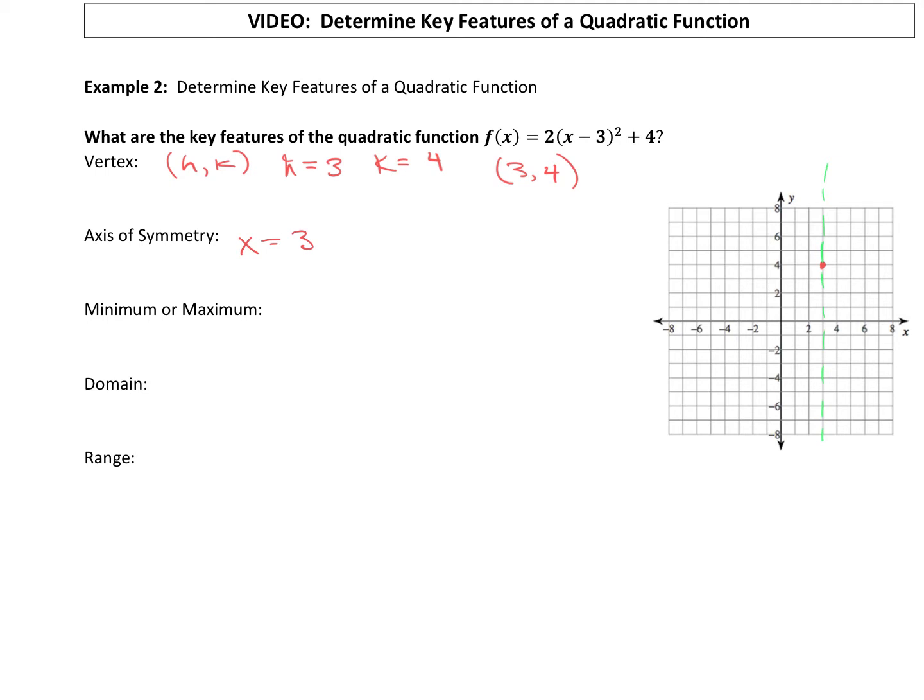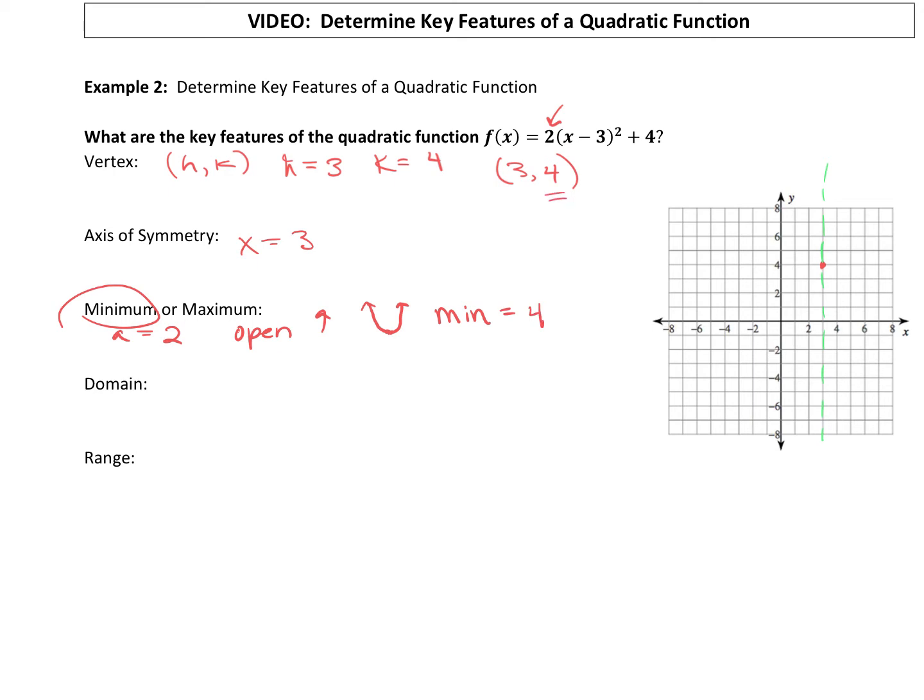Maximum or minimum. Because this graph has a positive a value, our a value is equal to positive 2, we got that from our equation, that means that our graph is going to open up. When you have parabolas that open up, you can see that they have a minimum value. There's a lowest point. So our graph will have a minimum value, the lowest that it gets. That's going to be a y value. The minimum value is going to be a 4. It is always the y value of your vertex.